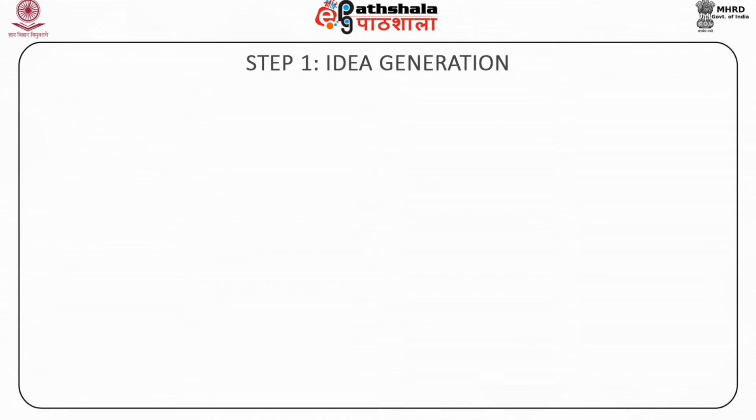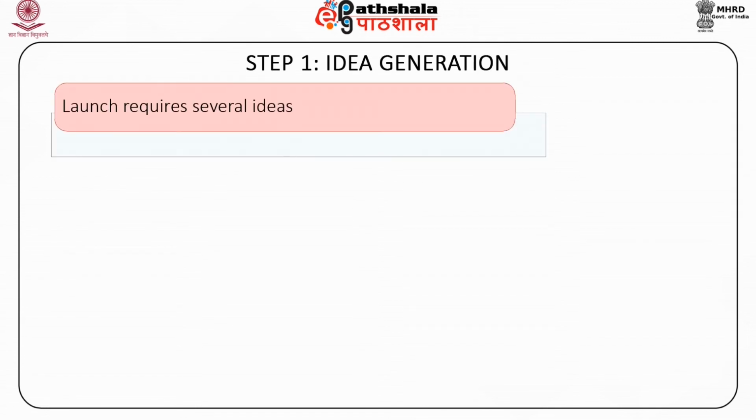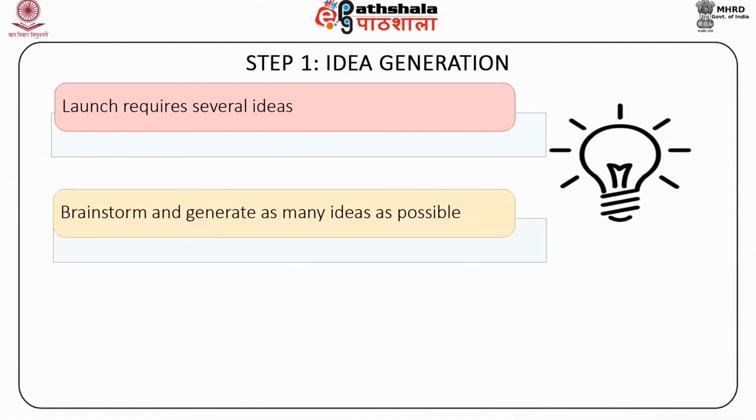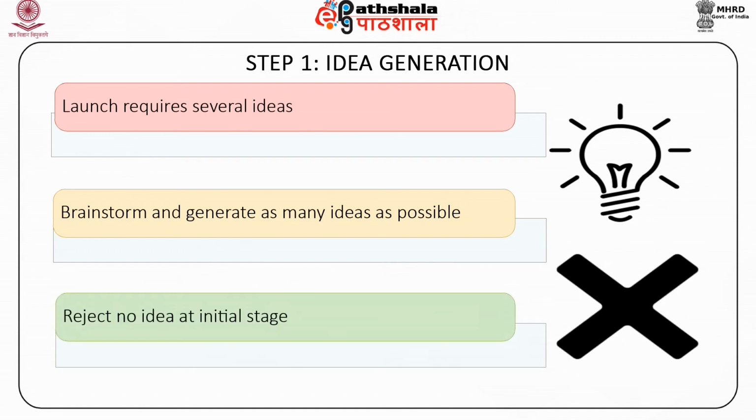Step 1 is idea generation. The launch of a new product requires several new ideas. The aim should be to brainstorm and generate as many ideas as possible without rejecting any at the initial stage. Firms may employ many sources for idea generation, which will be discussed in detail.